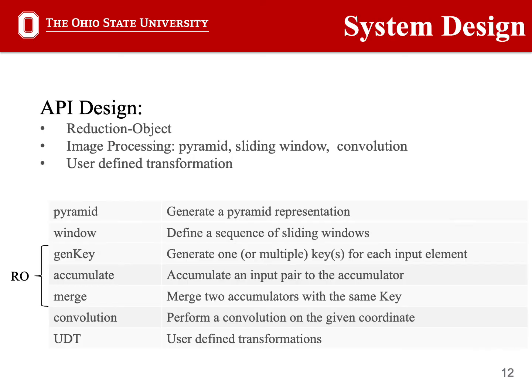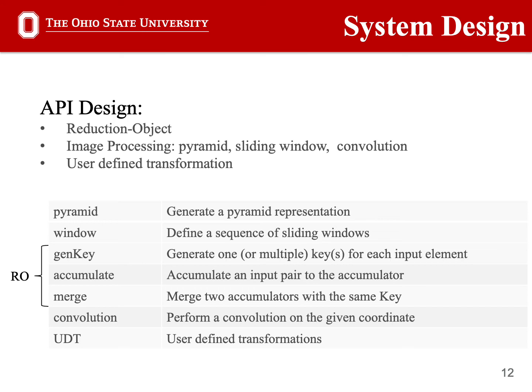To capture the above applications, we extend the interfaces of reduction object with 3 functions specific to image processing. Given an input image and a downscale factor, the pyramid function will generate a pyramid of downscaled images. And in each image, we can use the window abstraction to define a series of sliding windows. Within a window, an algorithm can be defined using the reduction object paradigm. This algorithm can automatically be mapped to all available cores.